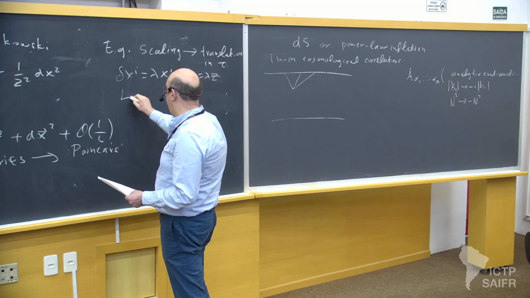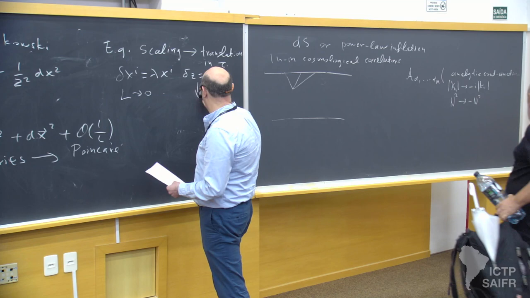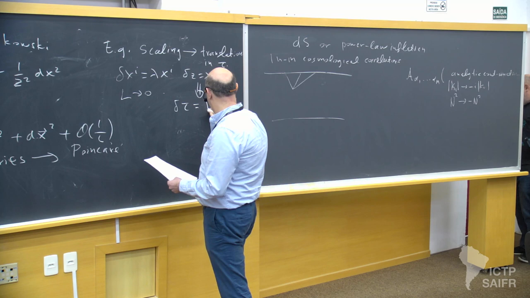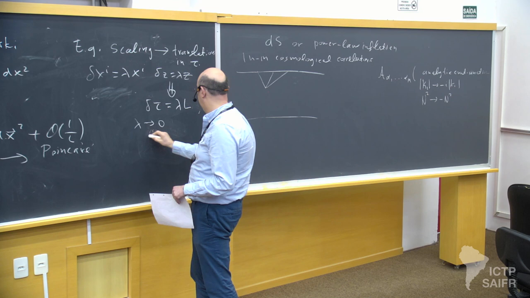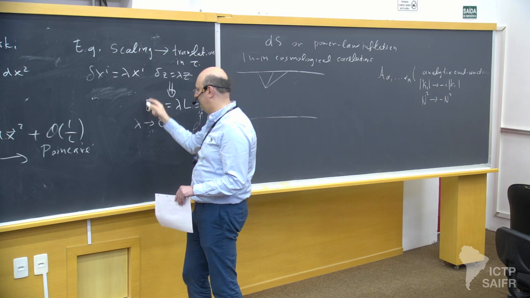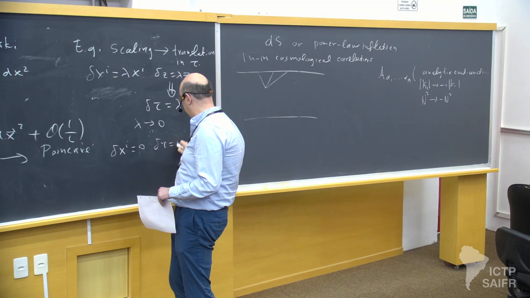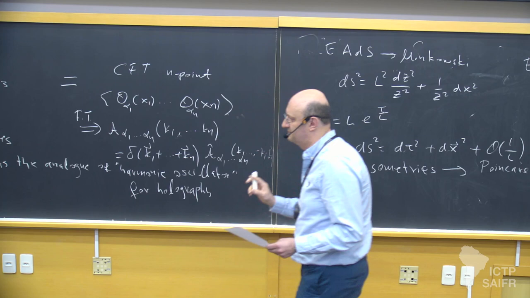But then we want to take L to infinity. So now from here, we find that delta tau is lambda times L. We want to take L to infinity. This means we need to take lambda to zero with this keeping fixed. So then in this combined limit, the spatial coordinates are invariant, and delta tau is just shifted. And similar things happen with the spatial conformal transformations, which are also combined with other ones to give rotations.